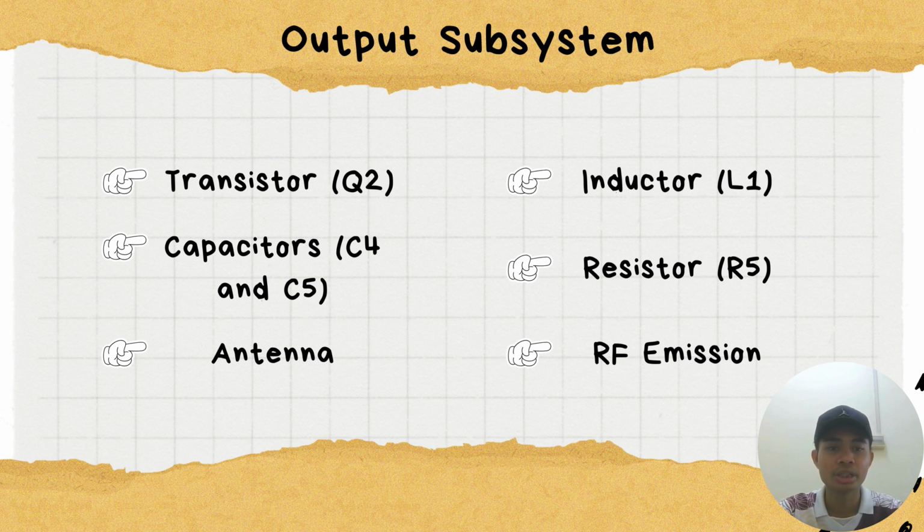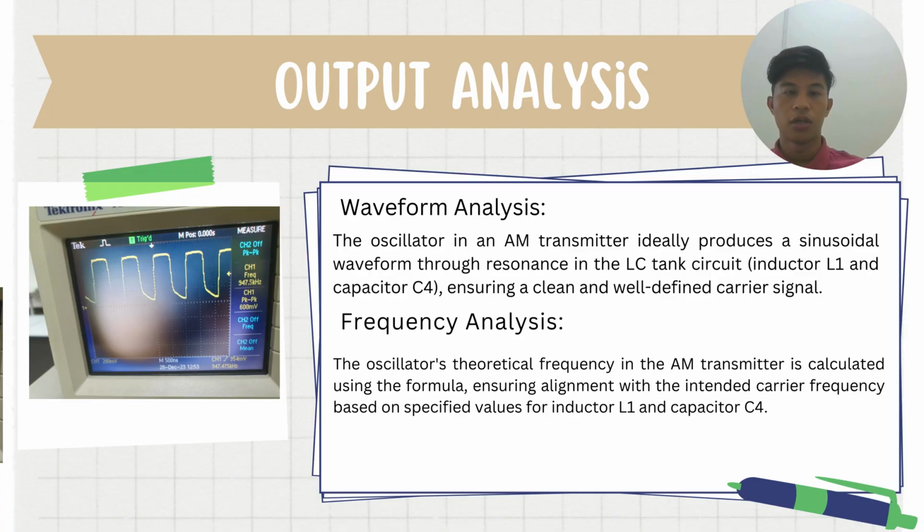The signal is transmitted to the antenna after it has been amplified and passed via the coupling capacitor C5. The electrical signal is then modified by the antenna and transformed into an RF (radio frequency) signal that may travel through the atmosphere. For the output analysis, the first one we would like to talk about is waveform analysis.